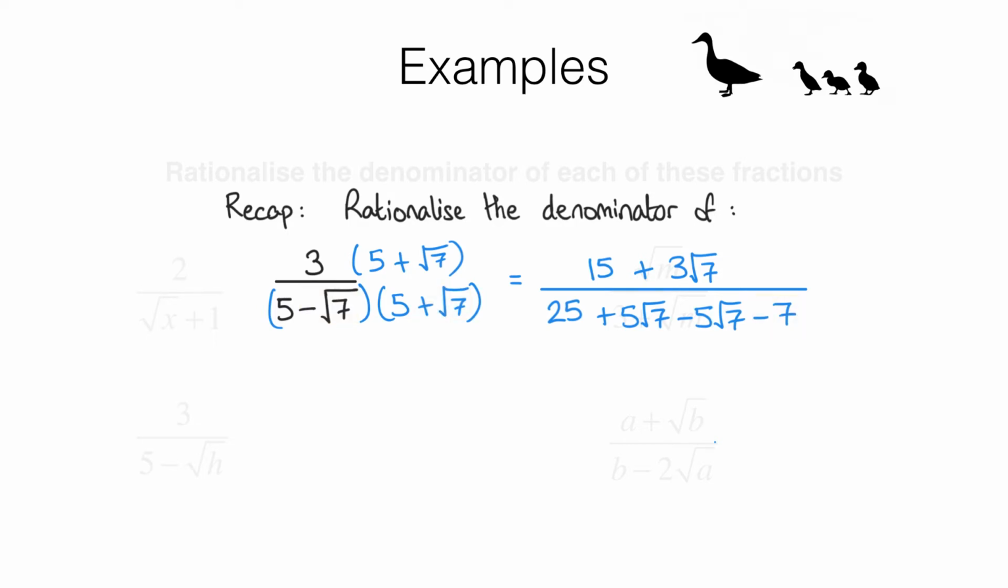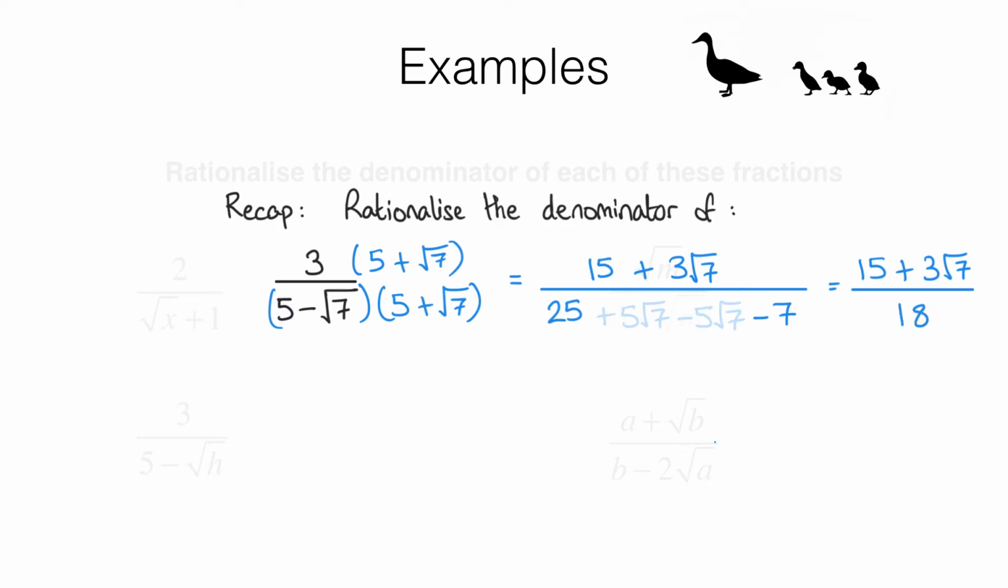Now, notice that these two terms add up to 0. They cancel each other out. So the denominator simplifies to 25 minus 7, which is just 18. And our numerator is 15 plus 3 root 7. We have rationalised the denominator. Notice we don't have a square root in the denominator.